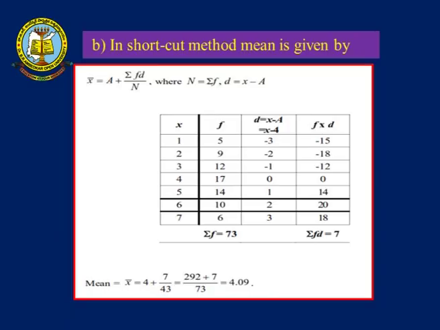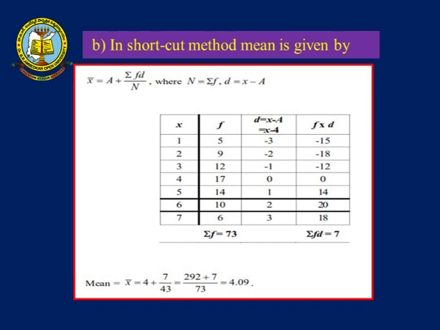Now, what is the second method? Shortcut method. If I take the shortcut method, you have to check whether both are the same or different. In the shortcut method, mean is given by x bar is equal to a plus summation fd by n, where n is equal to total frequency and d is equal to x minus a. Already you are aware of this.